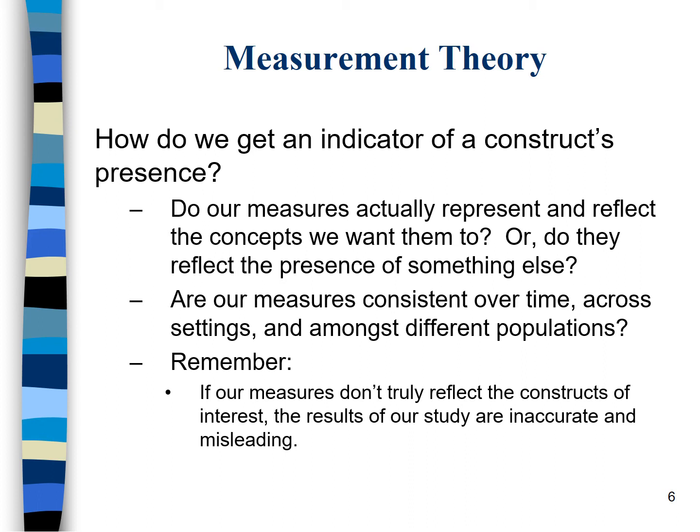So when we think about how we measure things, the best measures should be applicable over time, across different settings, and amongst different populations. And remember, if our measures don't truly reflect the constructs of interest, the results of our study are basically crap. They are going to be inaccurate and misleading, right? If you go in there saying, I measured whatever it may be that you're looking for, and you're measuring something completely different, then whatever you say about the results, that's not going to be effective.